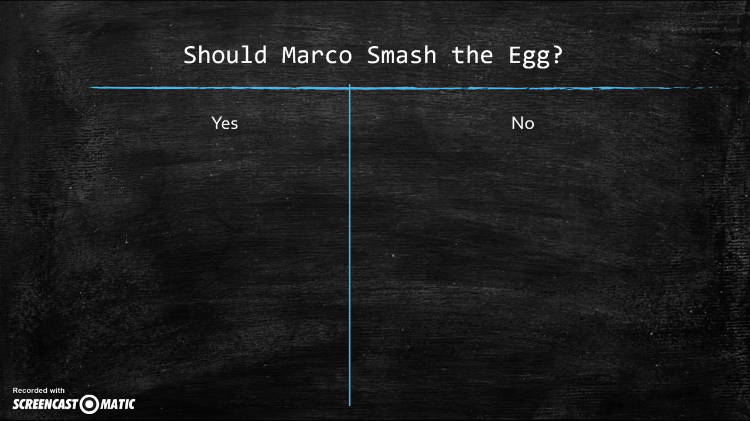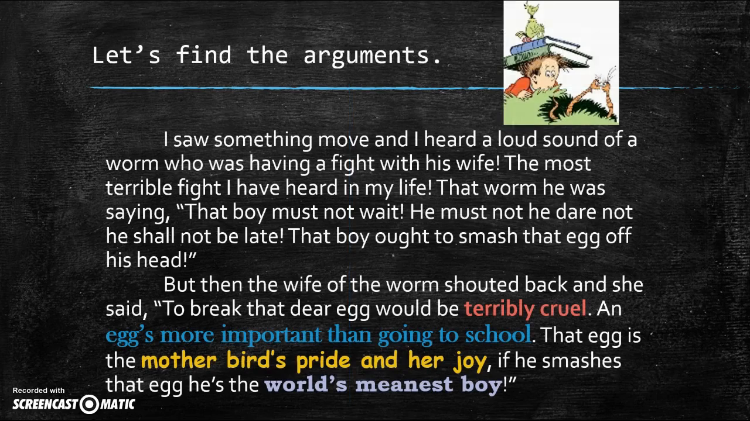Okay, let's think about this. Should Marco smash the egg? Well, let's think about some of the people who were talking. Okay, let's look back. We've got Mrs. Worm. She has several reasons why she does not think Marco should smash the egg. Go ahead and draw a T-chart on your paper, okay? And let's see if we can find some of these reasons. I'm going to give you a minute, and let's see if you can write them down. In this period of time, I would wait for my students just for a little bit. And now I'm going to move on.